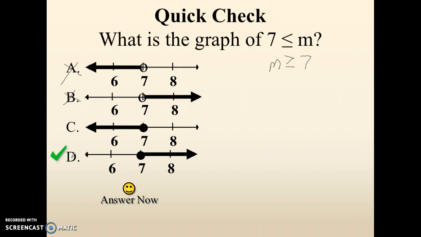But also think of it, if you put in 6 into M, is 7 less than 6? No. Is 7 less than 8? Yes. So that's another reason why D could work out.